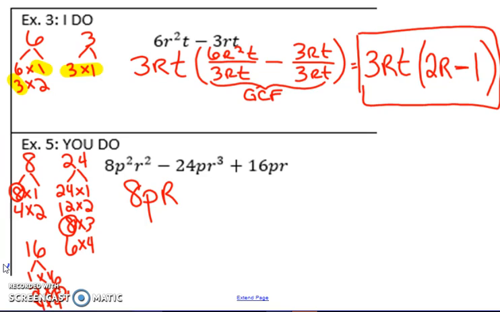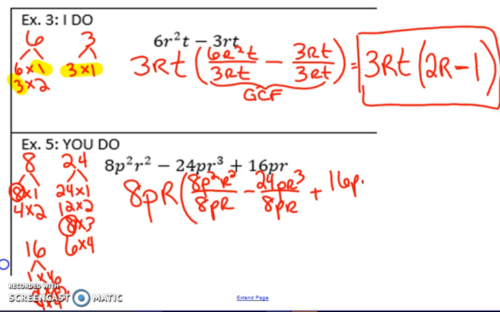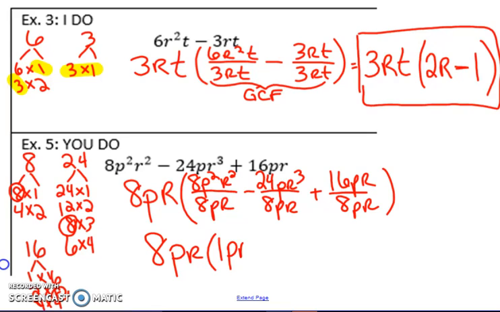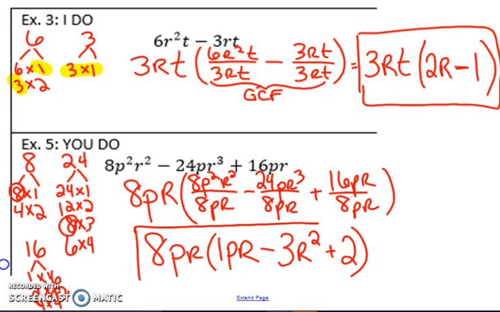So now, I'm going to take each term and divide it by my GCF. So by 8PR, 24PR cubed over 8PR plus 16PR over 8PR. Again, our GCF stays outside the parentheses, and inside we're going to divide our coefficients and subtract our exponents. So I'm going to be left with 1PR minus 3R squared plus 2. This is your completed factored form. Your GCF is outside and everything left on the inside.